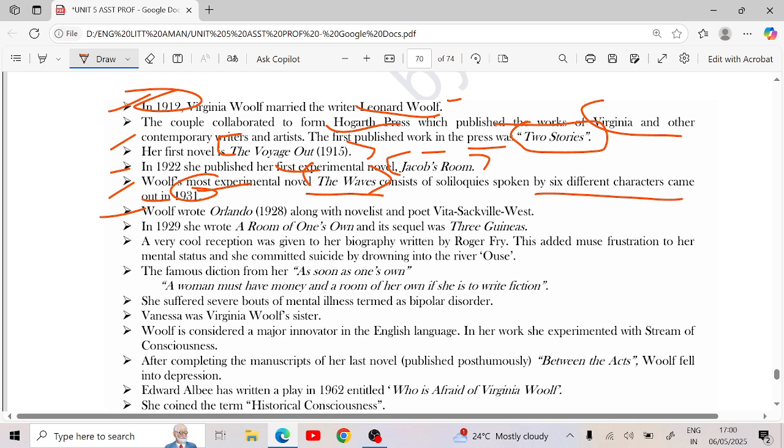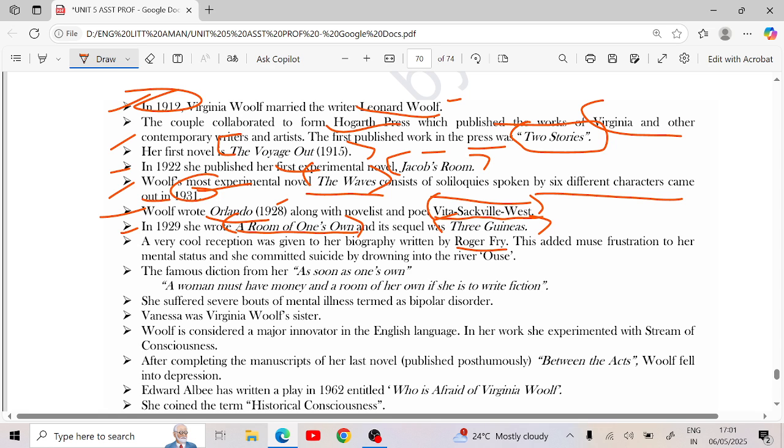Then Woolf wrote Orlando, published in 1928, dedicated to the novelist and poet Vita Sackville-West. So there may be a question like, to whom did Virginia Woolf dedicate the novel Orlando? So the right answer is Vita Sackville-West, and it was published in 1928. In 1929 she wrote A Room of One's Own, जिसे हम feminist criticism में पढ़ते हैं. And there was one sequel. Sequel का क्या नाम था? Three Guineas.